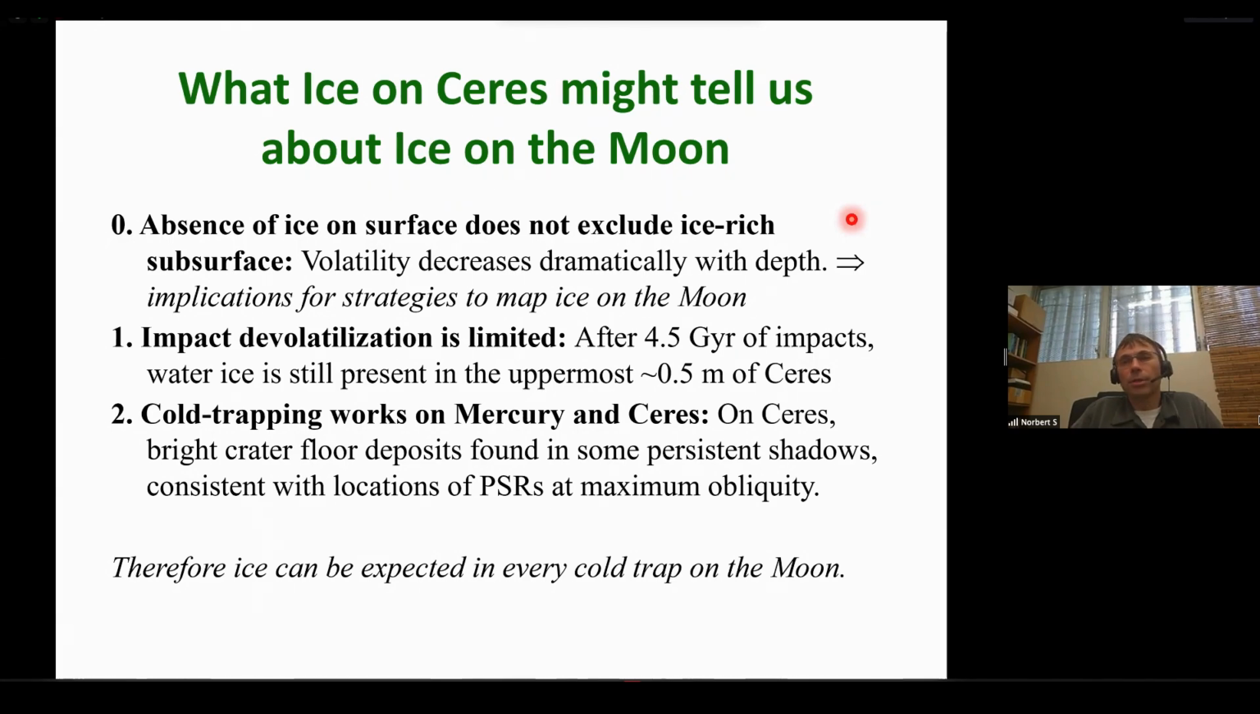And finally, because cold trapping works on Ceres and Mercury, there is even better reason to believe it also works on the moon, which would imply there is some water ice in every single cold trap on the moon. Thank you.